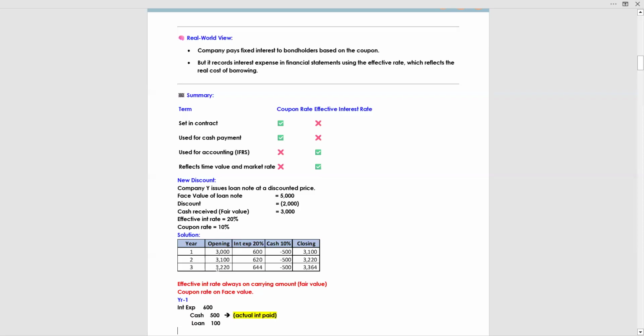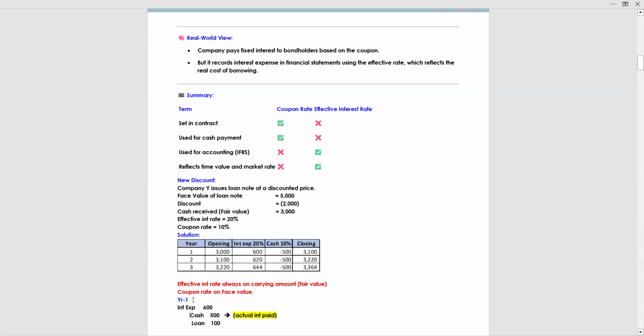3,220 becomes the opening of the third year. Again, 20% multiplied by 3,220 gives you 644, minus 500. The amount at the end is 3,364. Now, effective interest rate is always on the carrying amount, net fair value. Coupon rate is on face value.